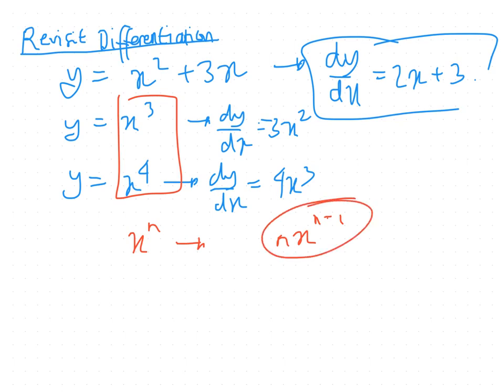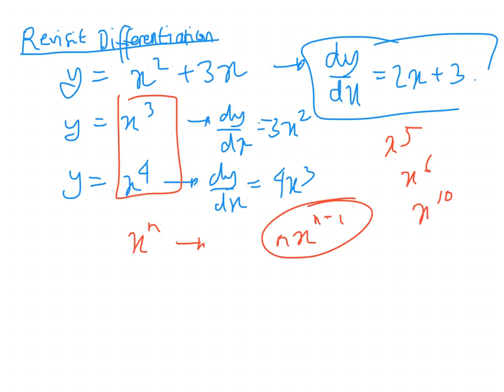So it didn't come from nothing. It actually came from a pattern, because people kept on doing it over and over again with all different types of functions, let's say x power 5, x power 6, x power 10, and so on. Then they could get this kind of rule.